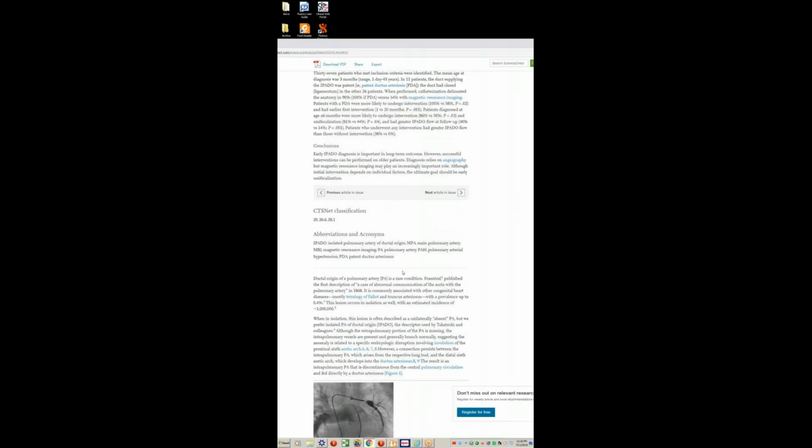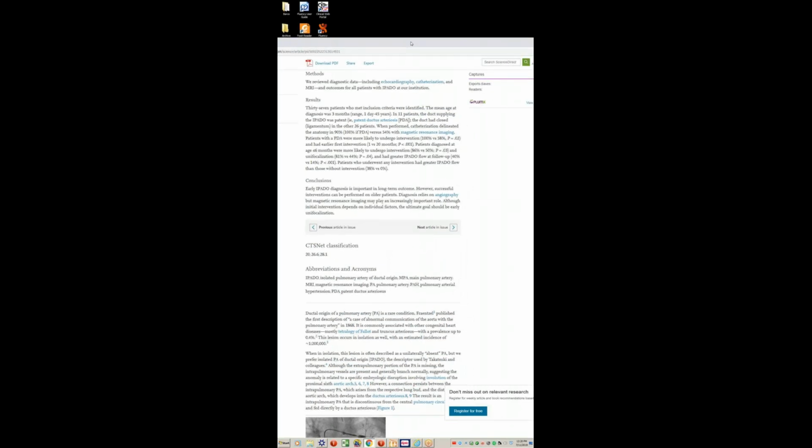And they basically say that in isolation, this lesion is usually unilateral absent PA, but we prefer isolated PA of ductal origin. Basically saying, because of the embryology, that this involves disruption of the sixth arch. Anyways, it doesn't matter, but they say it's because the pulmonary vasculature is completely normally formed except for that proximal portion, and this is what they prefer to call it. It's kind of splitting hairs.